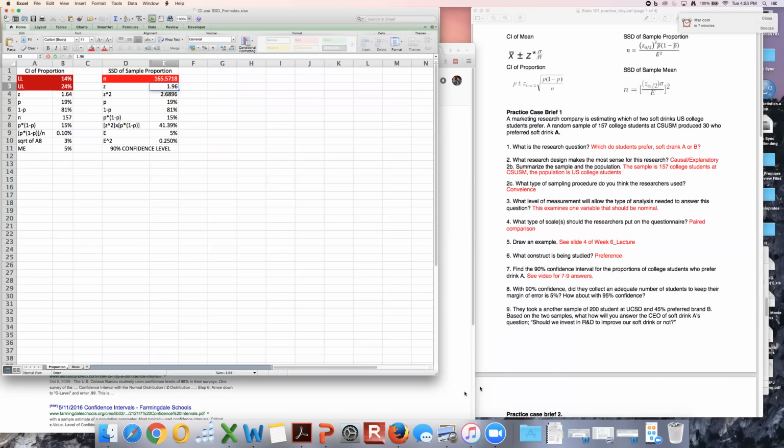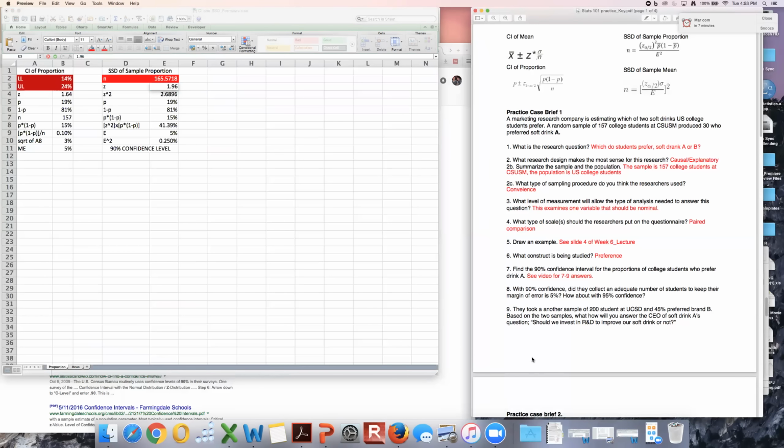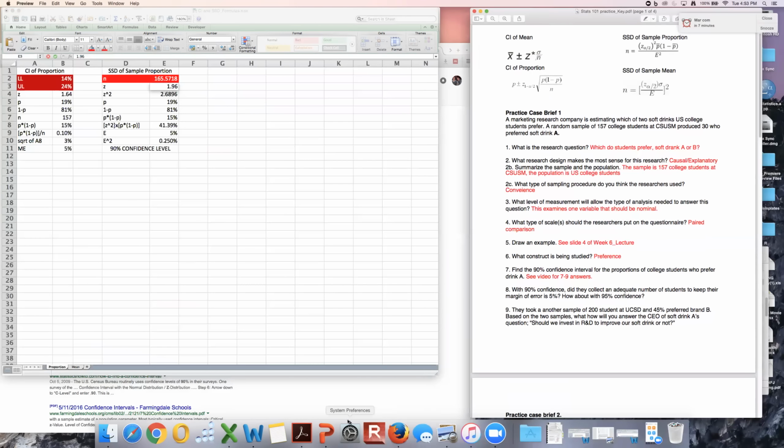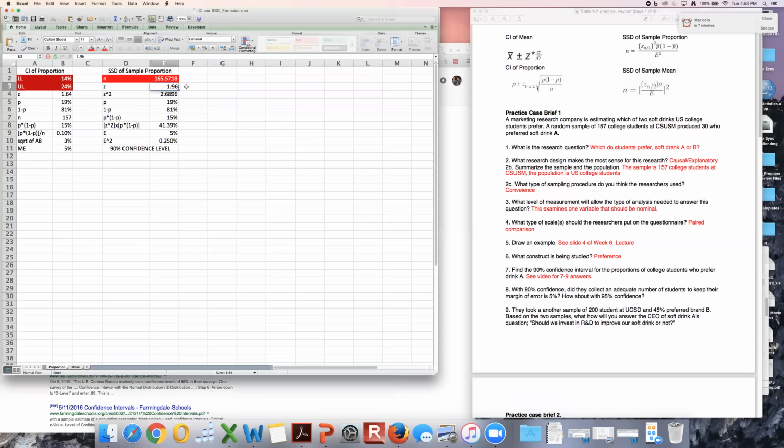It talks about it in your reading. I don't know where the reading went, but it talks about it in your reading. All right, so I just put 1.96 in there for the Z value because, again, that's what's connected to the confidence level. And now you see that as I increase my level of confidence, I'll need more participants in my sample. Okay, so the answer is no. In neither case did they collect an adequate number of students.